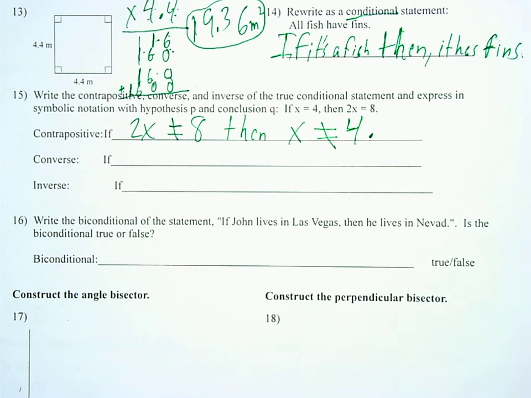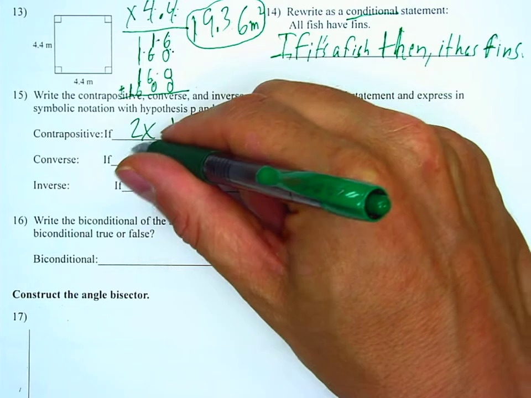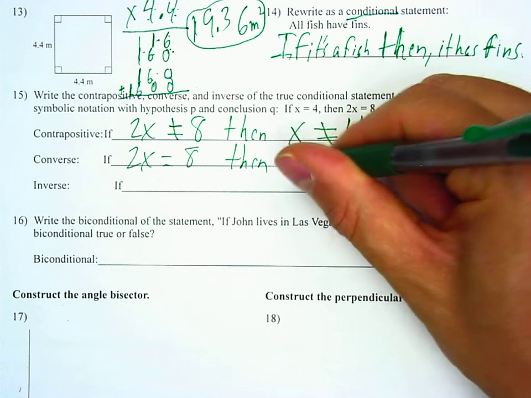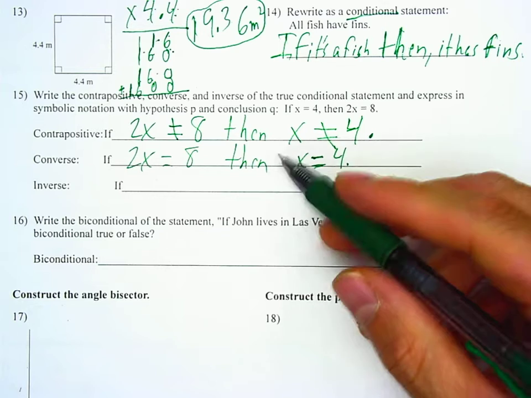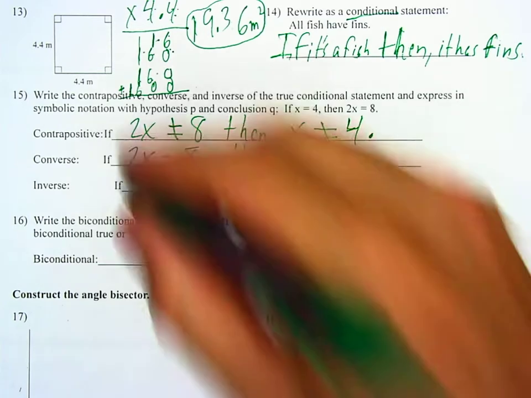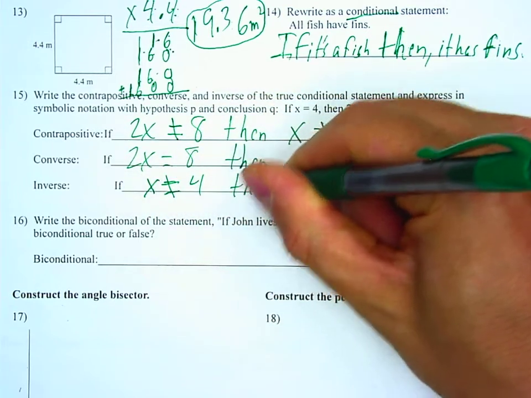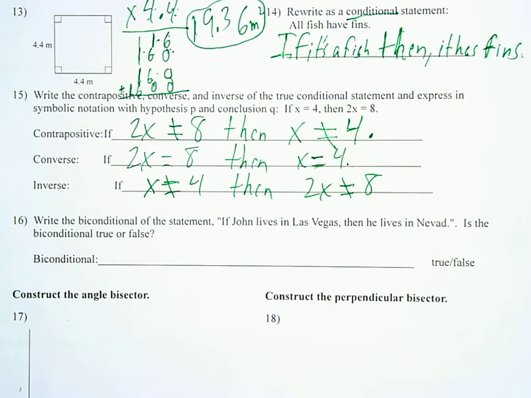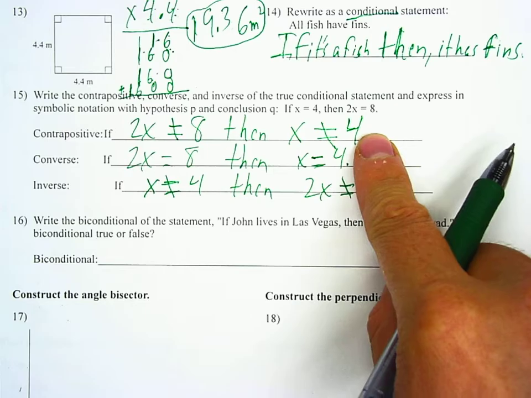All right, the converse is the flip of the statement. So we flip the statement to say what the backwards is. So if 2x is equal to 8, then x is equal to 4. We flip the statement around. We don't negate it here, though. And the inverse is the negation, but not the flip. If x is not 4, then 2x is not equal to 8. Converse, inverse, contrapositive: flipping the statement around, negating the statement, and both negation and flip.